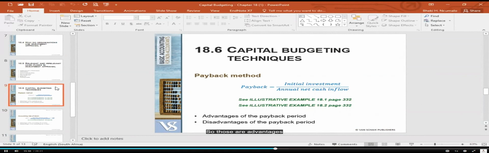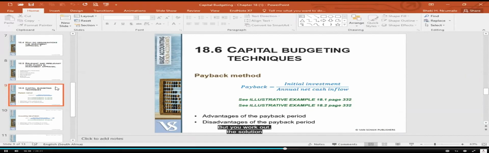So what is required here? Determine if this project will be accepted or rejected using the payback period or payback method. In that illustrative 18.2, we are given cash flows up to year 5. The organization has a standard payback period of 3 years. When you work out the solution, it gives you 0.25. It will show you in the 5th year. So what are the cumulative cash flows from year 0 up to year number 5?